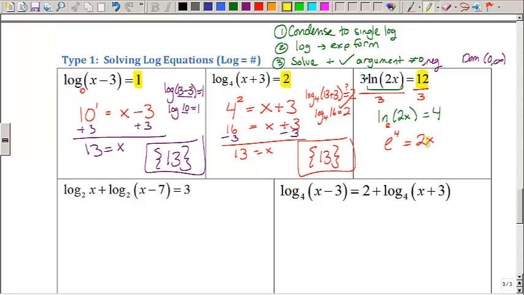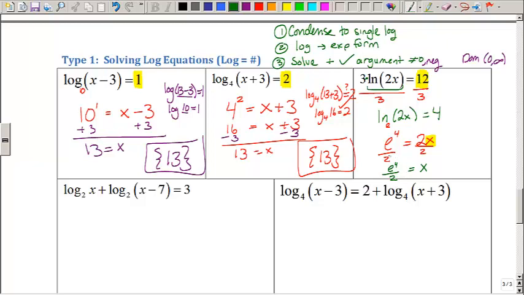Now I still haven't solved for x, and the way I have to solve for x now is to divide both sides by 2. So my answer is x equals e to the 4 over 2. Now e to the 4 is a positive number because e is a positive number when I raise it to the 4th power. It's another larger positive number, and a positive number divided by 2 is still a positive number. So I know that this is non-negative.